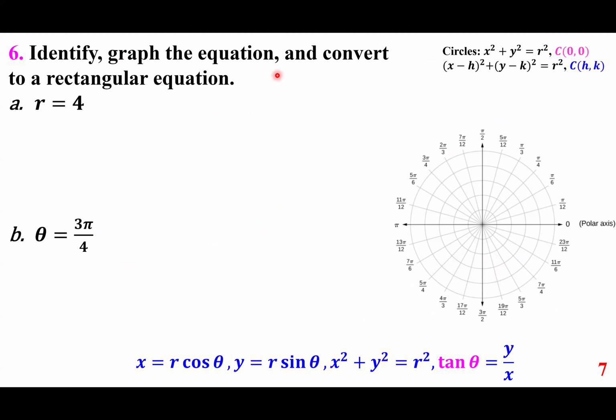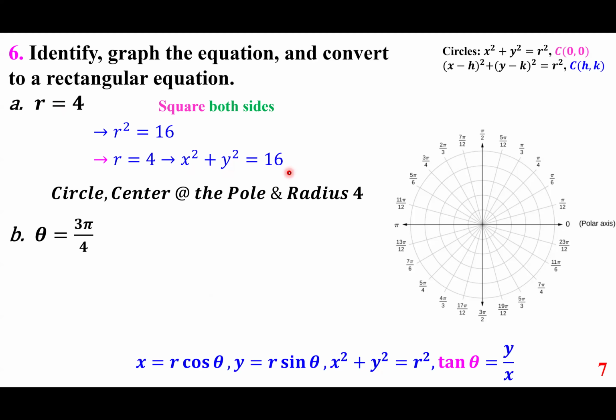Identify, graph the equation, and convert to a rectangular equation: r equals 4. This is the simplest form, actually, of representing a circle. The technique: square both sides. This becomes r squared. This becomes 16. As you know, r squared is x squared plus y squared. So we are dealing with a circle centered at 0, 0 with the radius 4. 0, 0 is the origin or the pole.